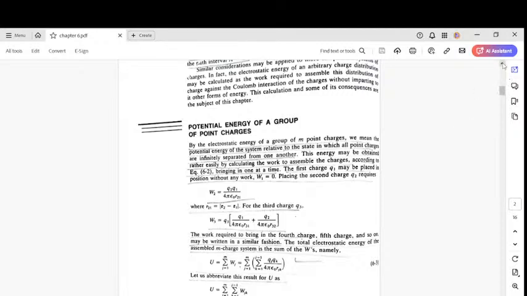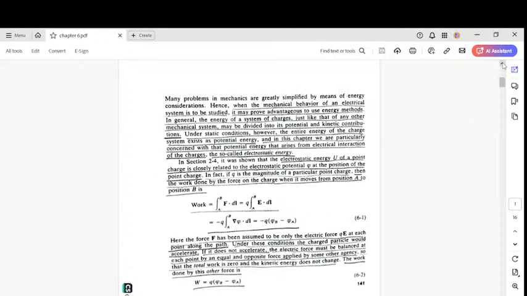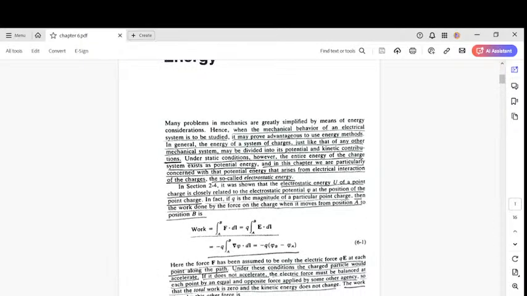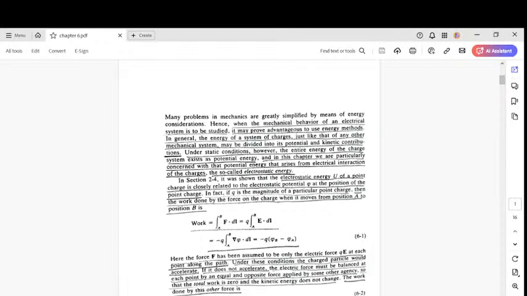First of all, we will see what is electrostatic energy. We will see it in the form of work done for the charges. When the mechanical behavior of an electrical system is to be studied, it may prove advantageous to use energy methods.